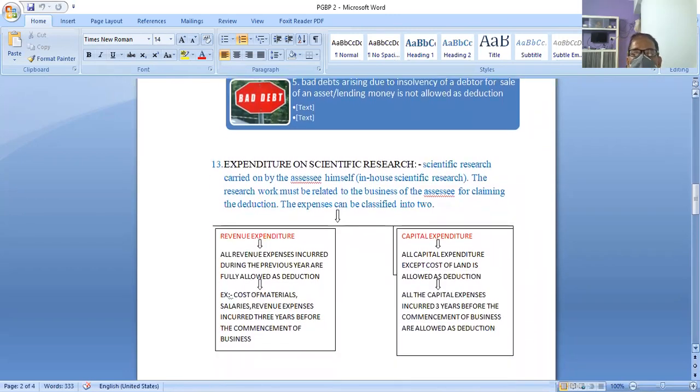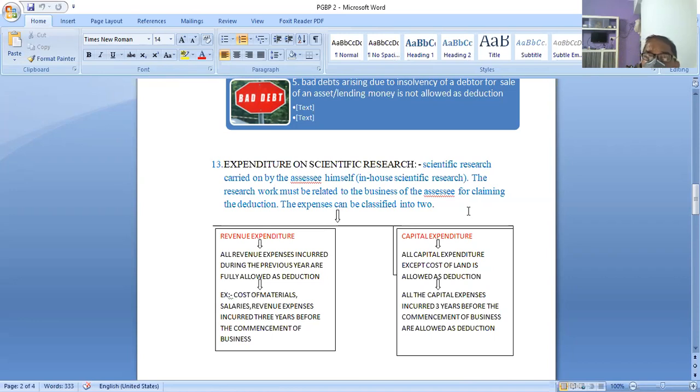Next, expenditure on scientific research. Now we have a lot of big businesses with in-house scientific research. That means whenever the business is selling a product, they have to upgrade the product and make modifications to it. For that, a separate research and development department will be there. Suppose the research work is related to the business of the assessee. For claiming deduction, the expenses can be classified into two categories: revenue expenditure and capital expenditure. Revenue we spend every time. Capital we spend once in a while, once in 5 years or once in 10 years.